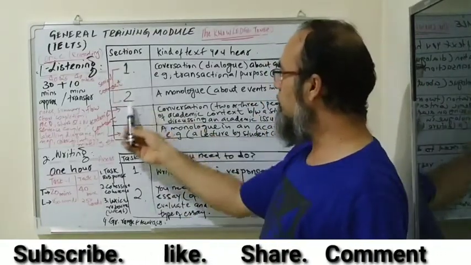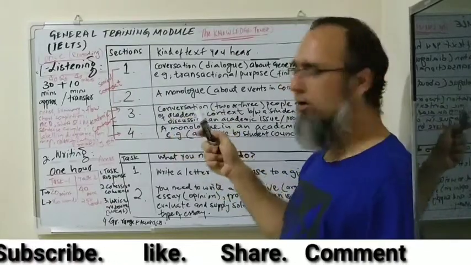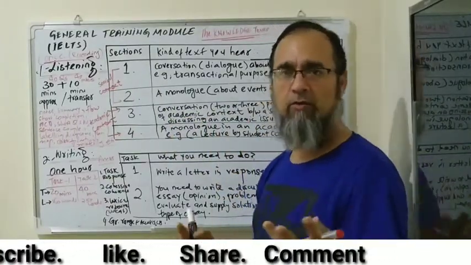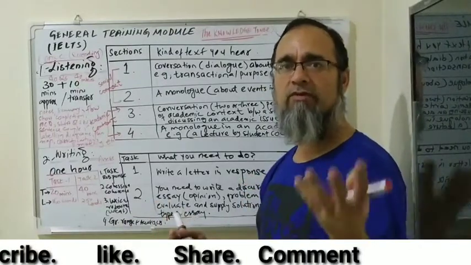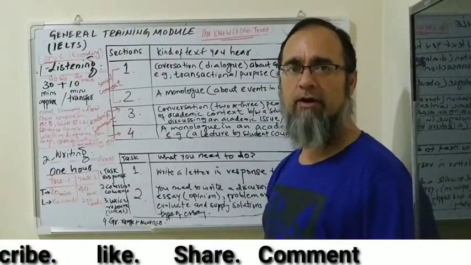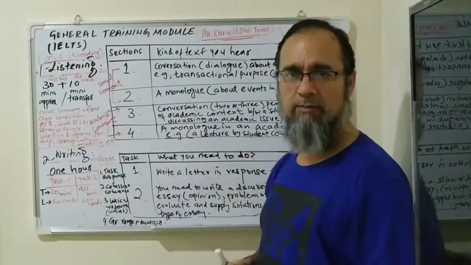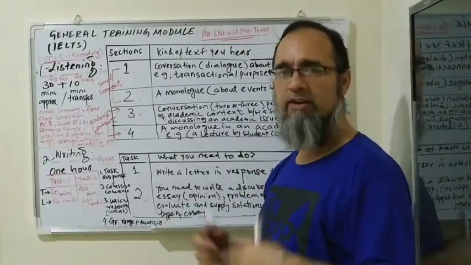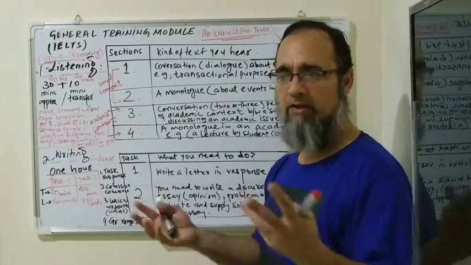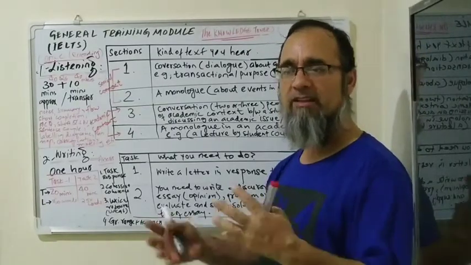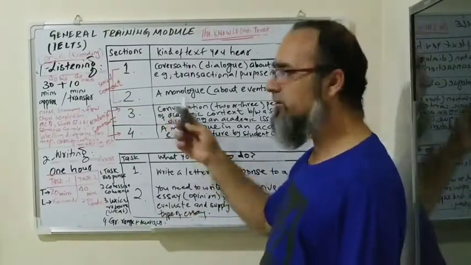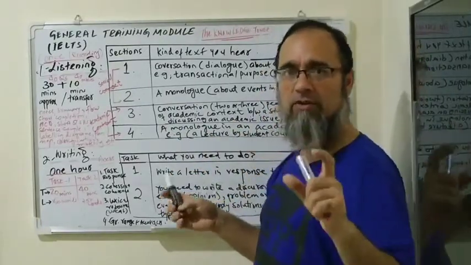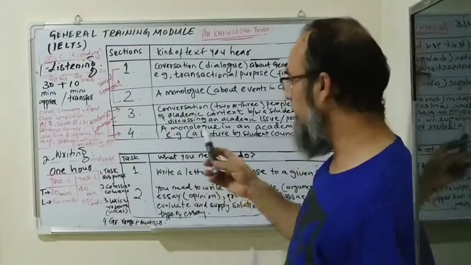Section number 2 is a monologue. The monologue is about events in the community. For example, we have different types of events: birthday parties, graduation ceremonies, wedding anniversaries or wedding functions, get-together functions, or any other kind of functions. You will listen to that monologue, and it will be primarily focusing on the events of the community.